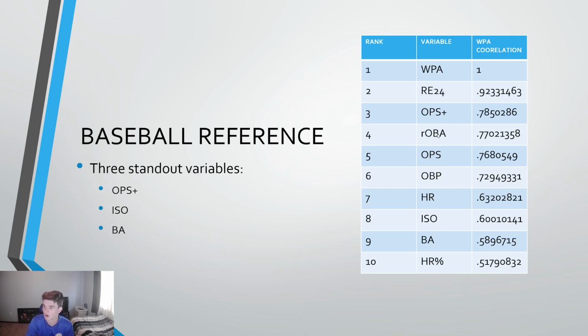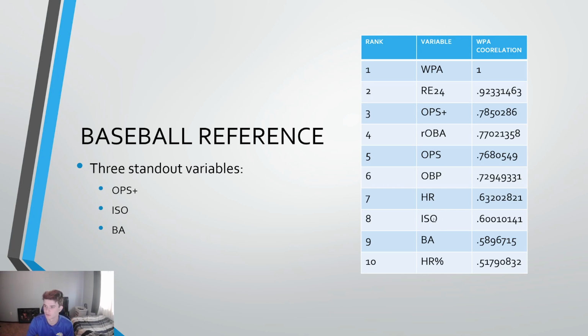This ROBA is on-base average. It's just another variable. We don't have it in Baseball Savant, so we won't be taking a look at it. We've already looked at OPS. OBP is on-base percentage, which is already in the calculation for OPS. There's home runs. This is just the number of home runs they hit. ISO, which is isometric power.